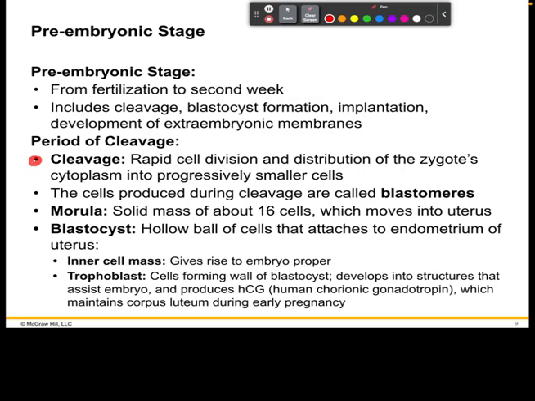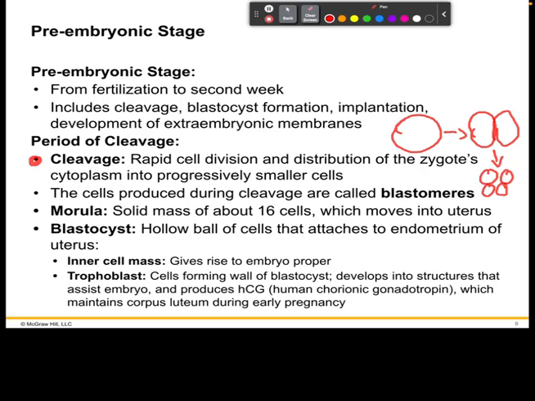So first off is cleavage. Cleavage is the rapid cell division and distribution of the zygote cytoplasm into smaller cells. In other words, we start off with the zygote, and then it's going to divide into two cells, and that's going to divide into more cells. Notice how there's more cells and they continue to get smaller, right? So this is the initial rapid cell division.